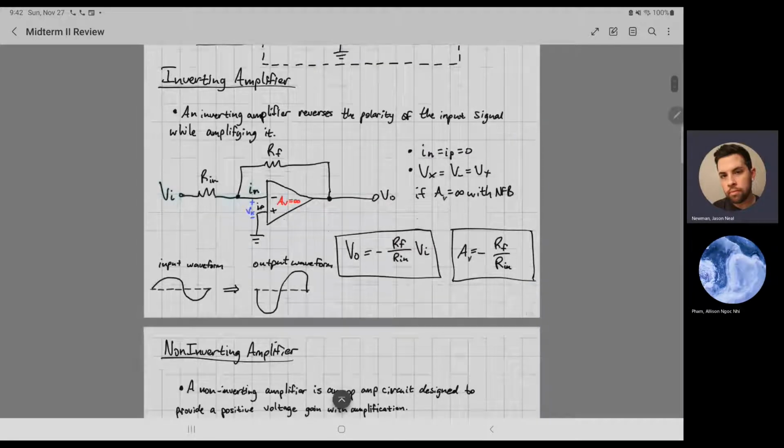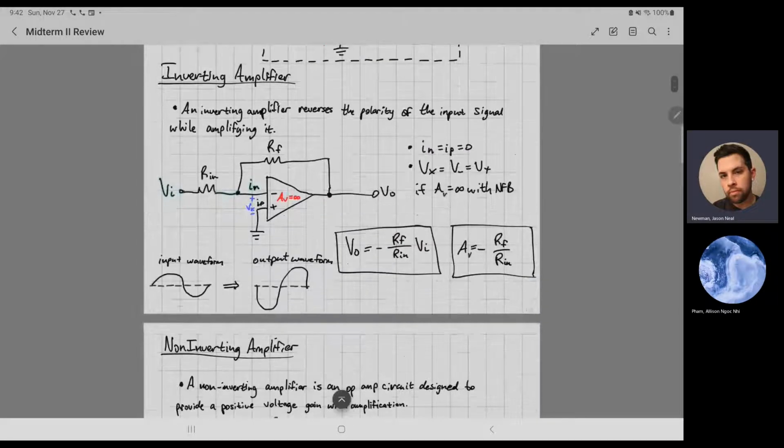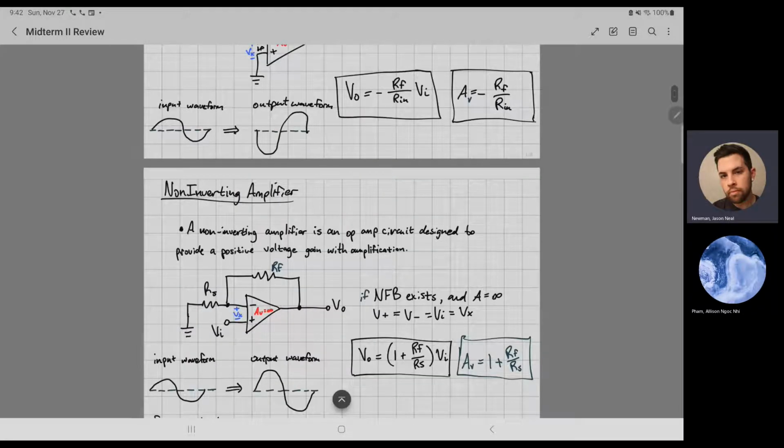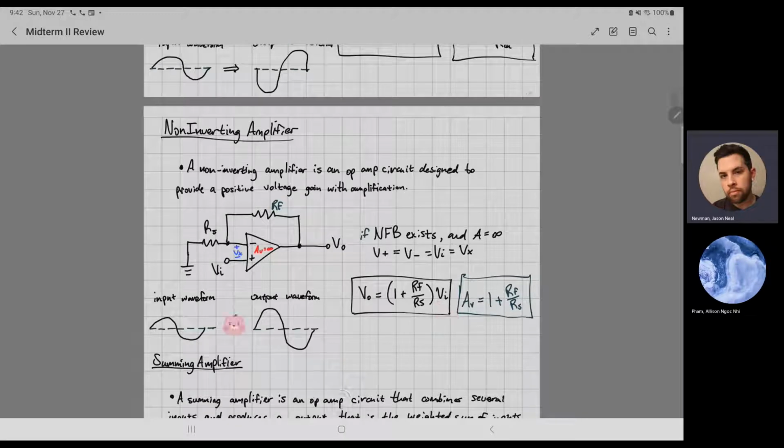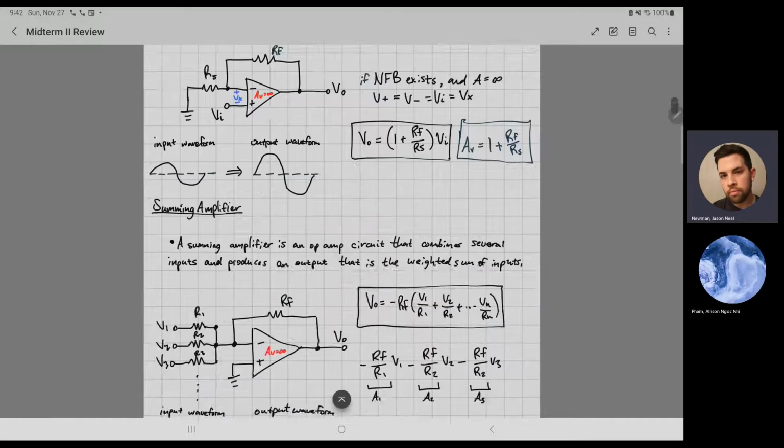And then let's talk about this. So this is inverting amplifiers. You just need to know these two formulas, and this is just what the input and output waveform look like from an inverting amp. Non-inverting amp, same thing. Here's the formulas. Here's the input and output waveform.